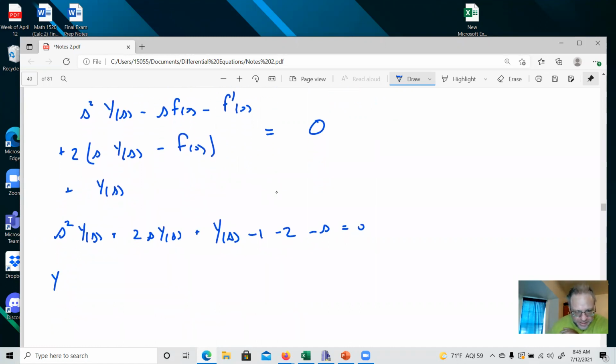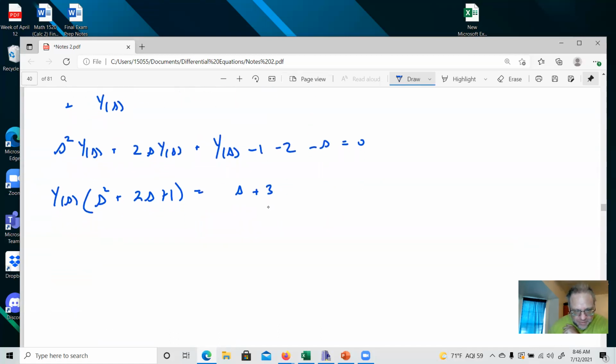So let's go ahead and factor. We have s squared plus 2s plus 1, and we'll combine some terms and put them off to the other side, s plus 3. So Y of s is equal to s plus 3 over s squared plus 2s plus 1, which is s plus 3 over s plus 1 squared.